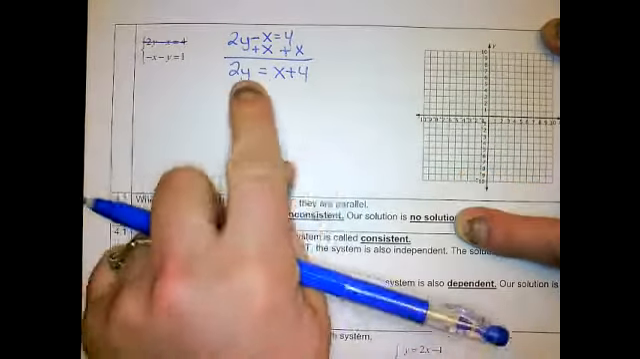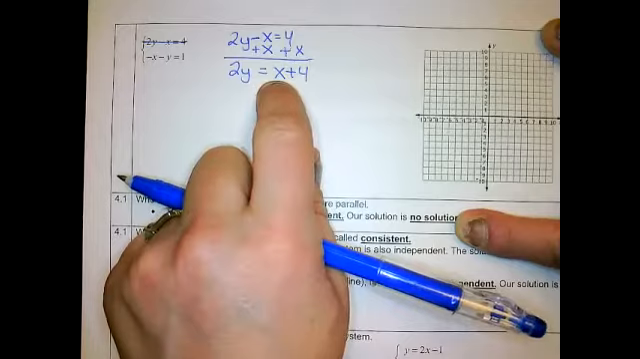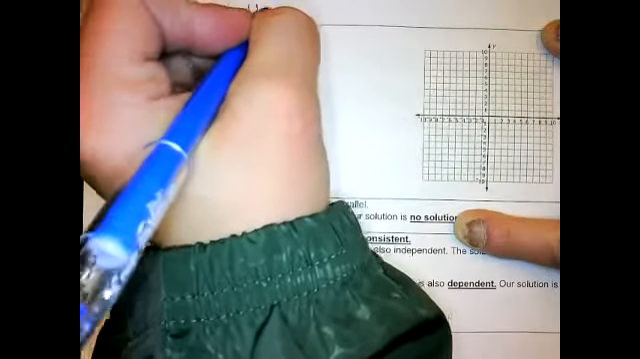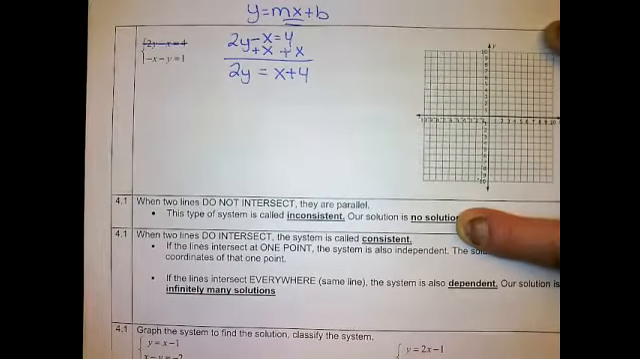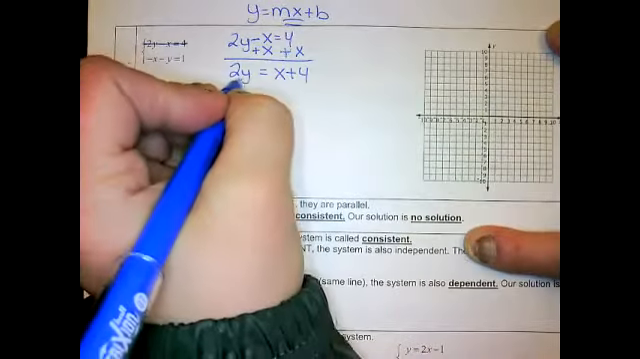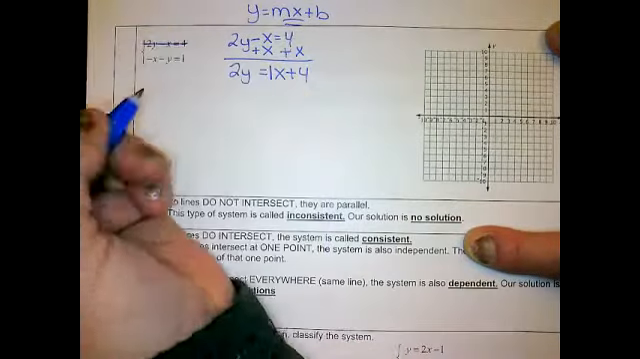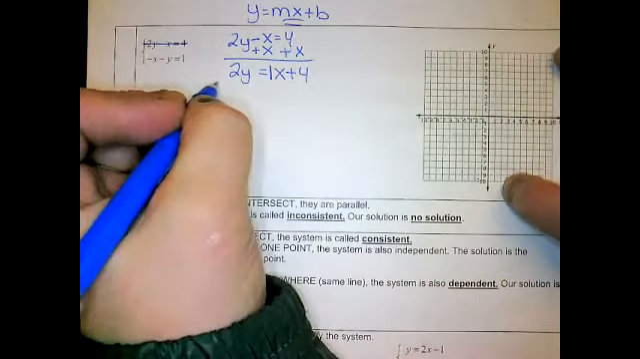Notice every time I move my x's over, I always put my x's first. That's because we're used to seeing y equals mx plus b. So we're used to seeing that x term first. So I'm just keeping it that way. Okay, so remember that this is a 1. This is going to be really important. This is where a lot of students mess up.